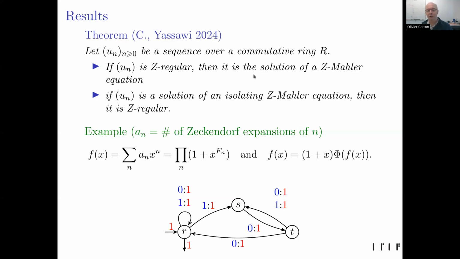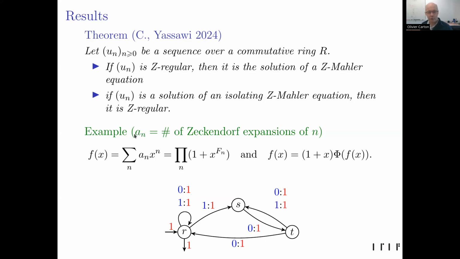What was interesting is that our construction of the automaton from the equation was quite different from the one used by Dumas and Becker, but actually we came up with the same restriction. Our construction of the universal automaton also assumes that the Z-Mahler equation is isolating. So we have exactly the same restriction of the equation being isolating.